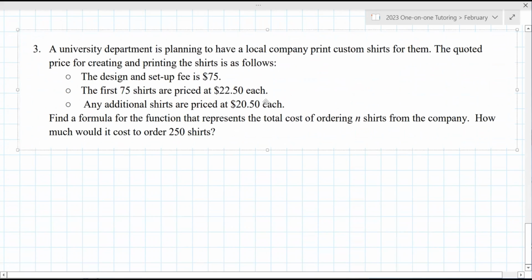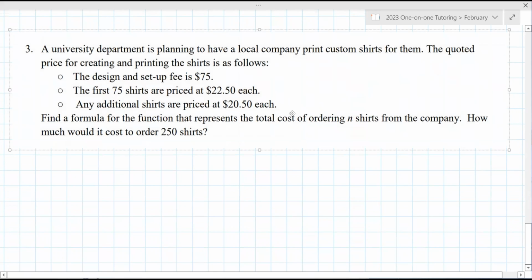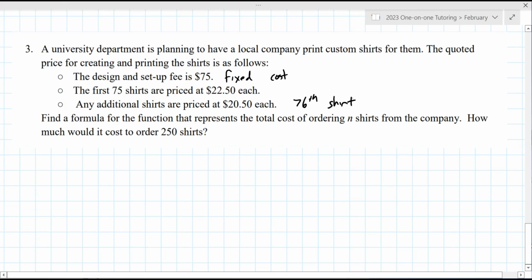All right. A university department is planning to have a local company print custom shirts for them. The price for creating and printing the shirts is as follows. The design and setup fee is $75. So that's the one-time charge, the fixed cost. Like if you've ever gotten a gym membership, they often charge you an initial fee to join. But then you pay this amount for each shirt you buy, the first 75. But then you finally get a discount with the 76th shirt. So it's just like the last one. You get the lower price after you do that.